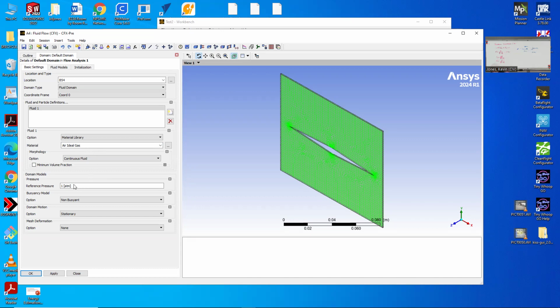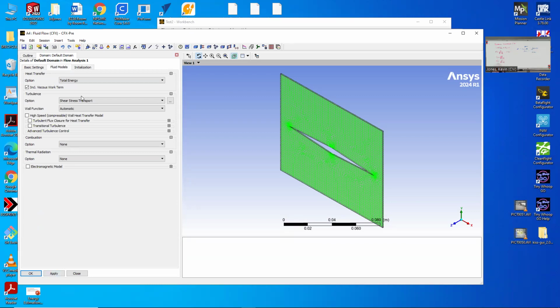Another thing we want to do, since we're comparing this to a wind tunnel experiment where we actually have an absolute pressure measurement, is we need our reference pressure to be absolute. This comes to 0 pascals as our reference. Okay.